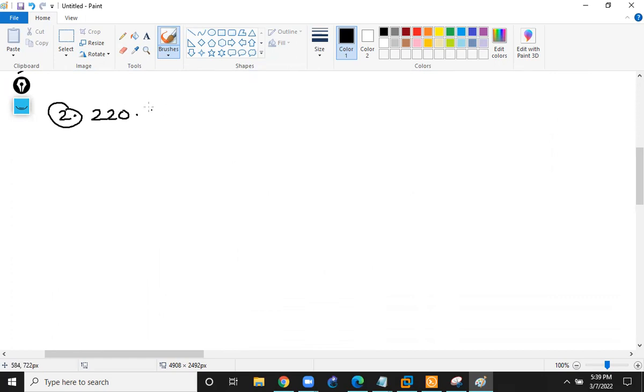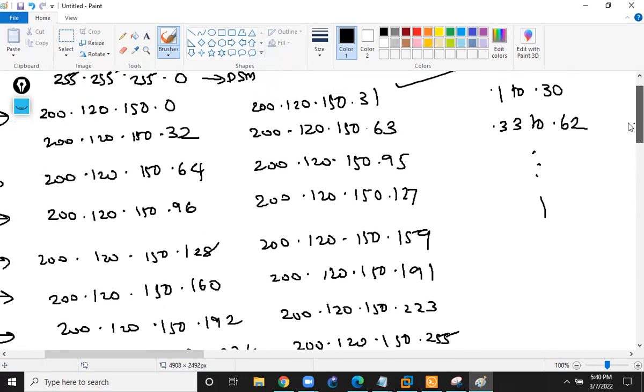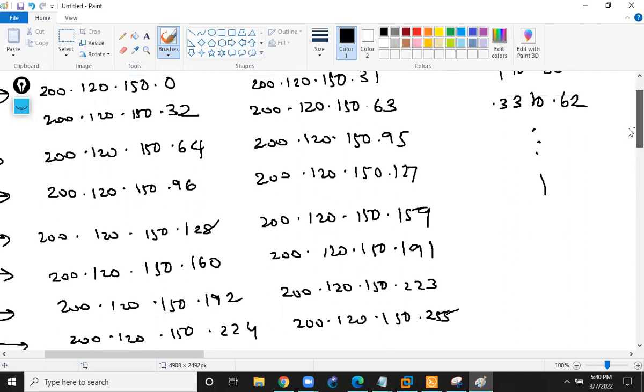220.240.158.159, 10 machines. Okay. Before discussing this one, I asked you to check this table. With this table, did anyone conclude anything? You can tell whatever you have concluded. Any conclusions from this table?